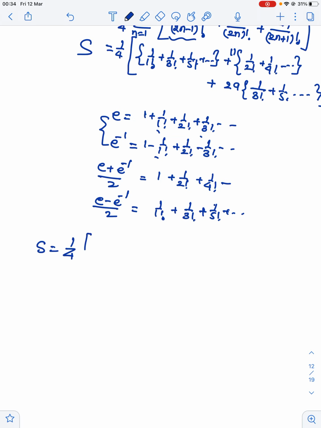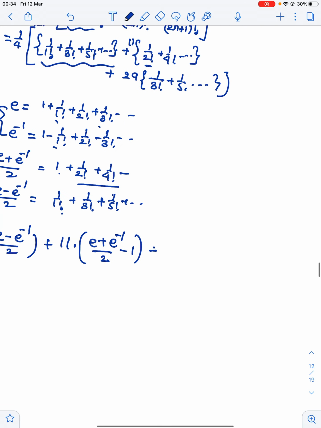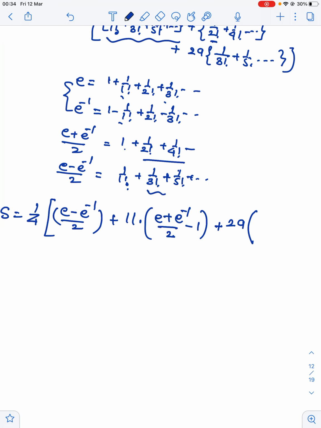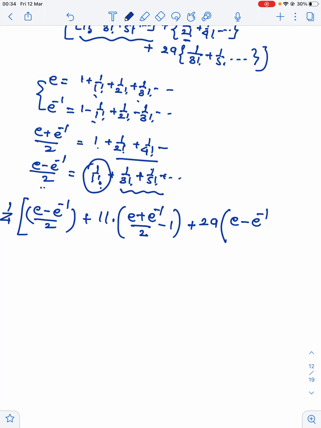So s is 1 by 4 outside. The first is all the odd terms, so directly (e minus e to the power minus 1) by 2, plus the second, which is 11 times this starting from 2 factorial. So this is only this, so this minus 1 goes this side: (e plus e to the power minus 1) by 2 minus 1. And the last one is 29 into, again, this odd starting from 3. So odd starting from 3 means this last one with that extra term: (e minus e to the power minus 1) by 2 minus 1.